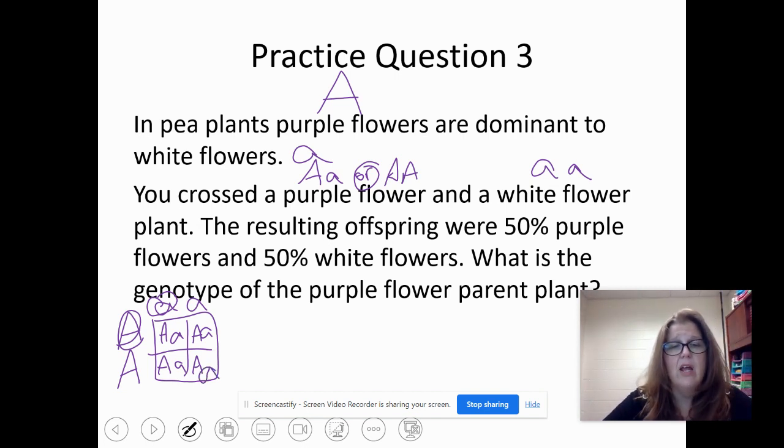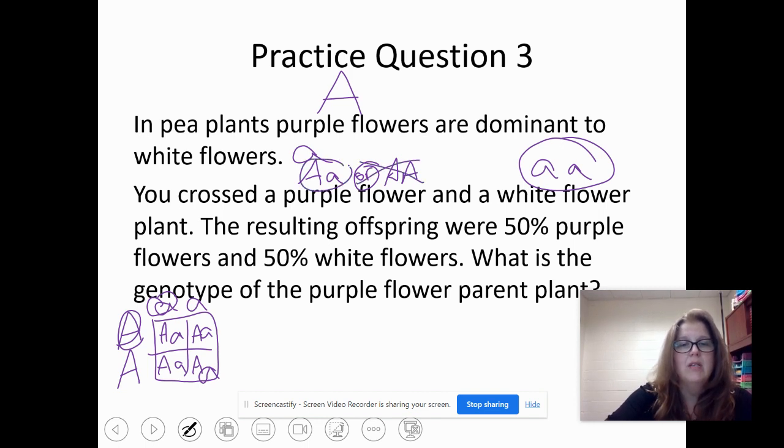And if they're heterozygous and they have one dominant allele, that means they're all purple. That wasn't the case. Our offspring were 50% purple, 50% white. So in order to even have a chance at having white flowers, both parents have to have a recessive allele to give. Because remember, white flowers are homozygous recessive. So it can't be this one. It has to be this one, and I'm going to show you why.